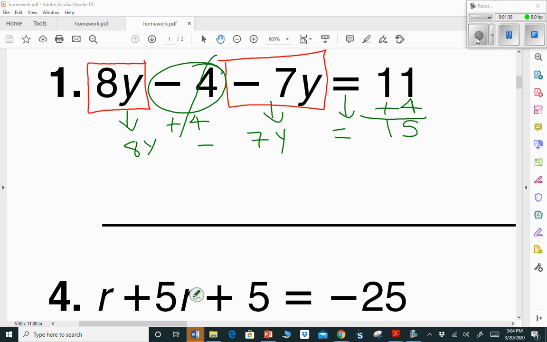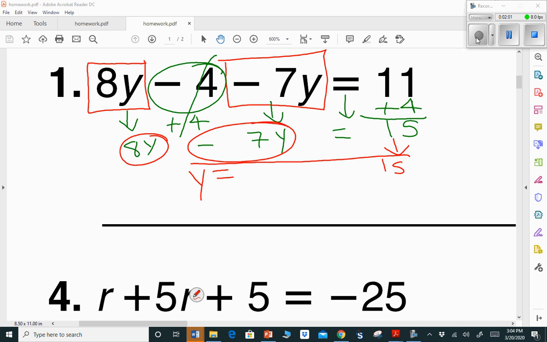Now we want to combine like terms. 8y and minus 7y are like terms. 8y minus 7y would be 1y, or just y, which is great because we want the y all by itself anyway. And then the 15 just comes down. So the answer is y equals 15.